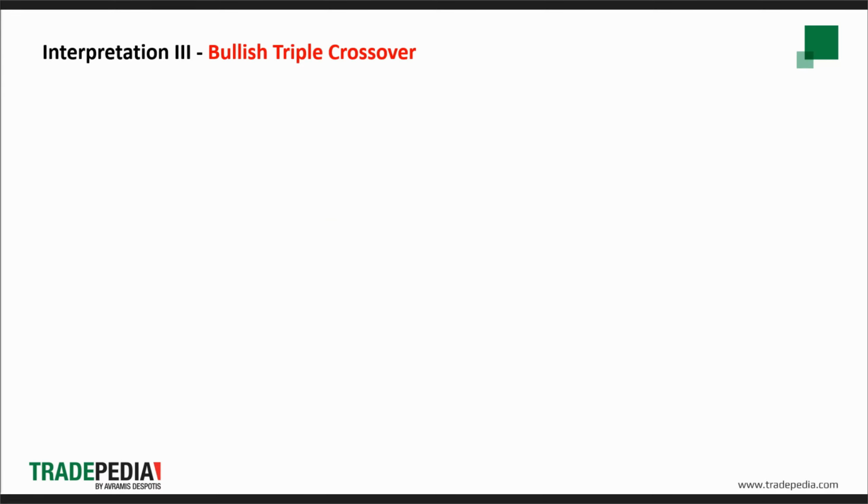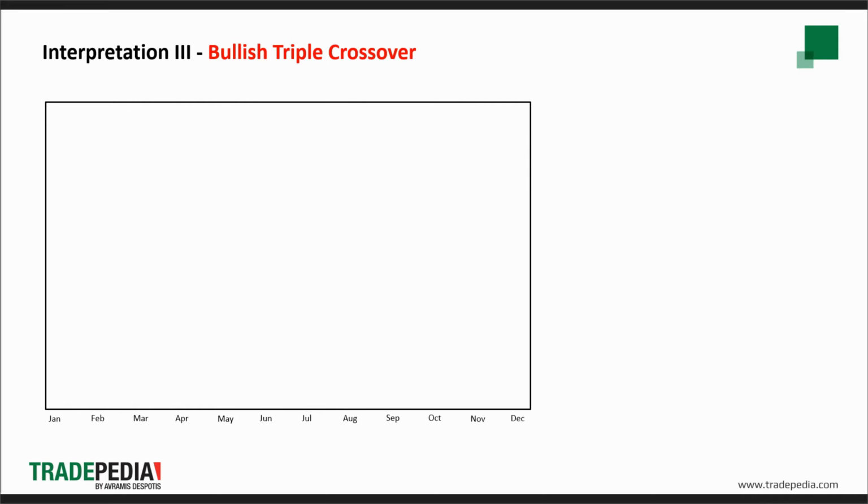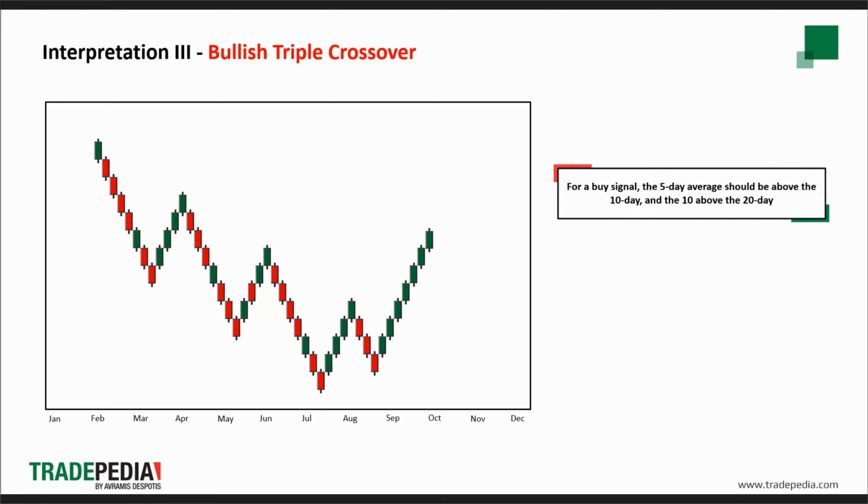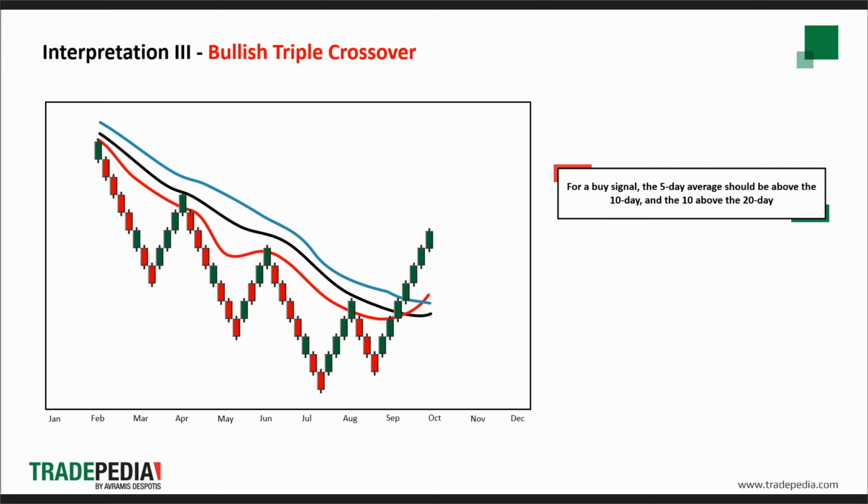For a bullish triple crossover, let's take a look at the price. Let's say it's bearish and you're looking at how it could possibly generate a bullish signal. The proper alignment is for the 5-day average to be above the 10-day average, and the 10-day needs to be above the 20-day average as well. Let's look at the three moving averages. Just focus on the lines. The red line is the 5-day average, closest to price, and then the black line, the 10-day average, and the blue line furthest away, the 20-day average.